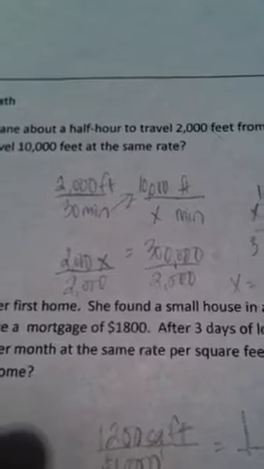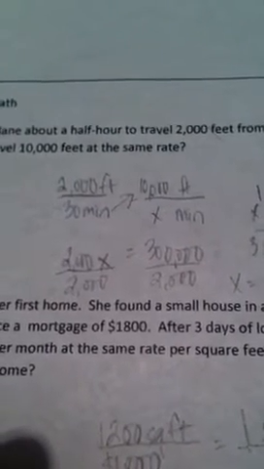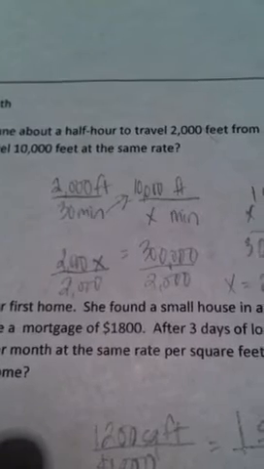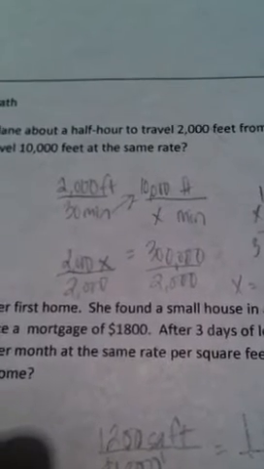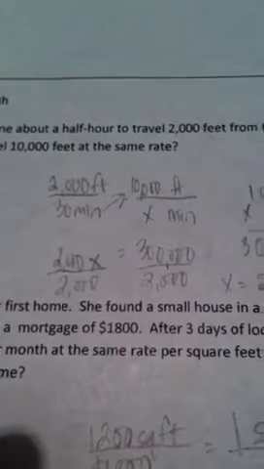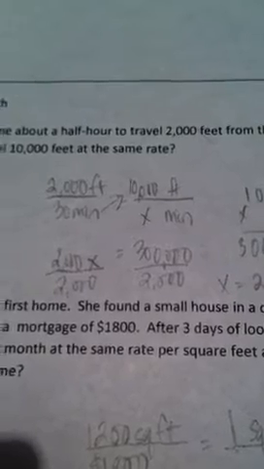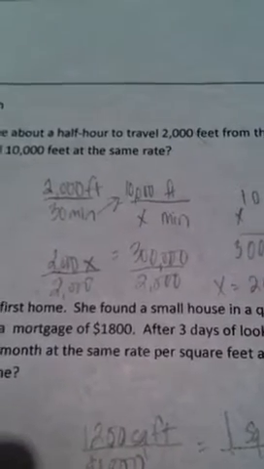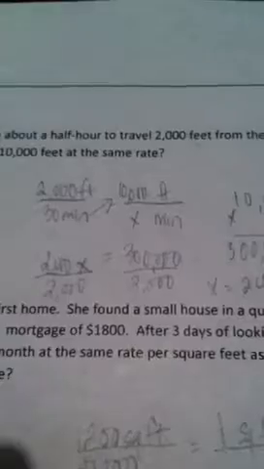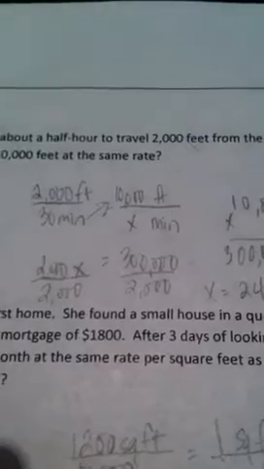The question told me that 2,000 feet was what they could travel in 30 minutes. And it didn't say 30 minutes, it said half hour. But what I did is I knew that there were 30 minutes in 1 half hour. So 2,000 over 30 equals 10,000 over x, because we want to know how long it will take to go 10,000 feet.